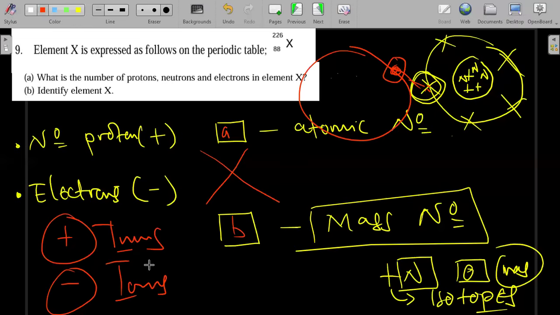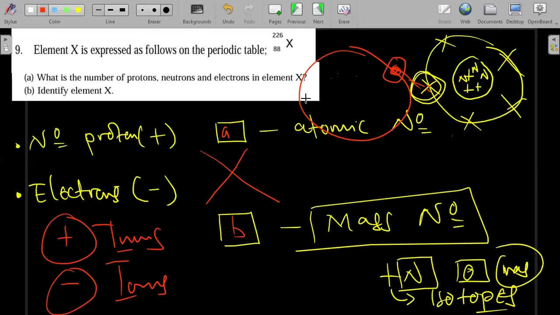The key thing you should know is that in a neutral element or neutral atom, the number of electrons and the number of protons are always equal. As long as that element is neutral, it has no charge, and the number of protons and electrons is always equal. So when they ask you how many protons are in this element, if it is neutral, just know that the number of electrons is the same.